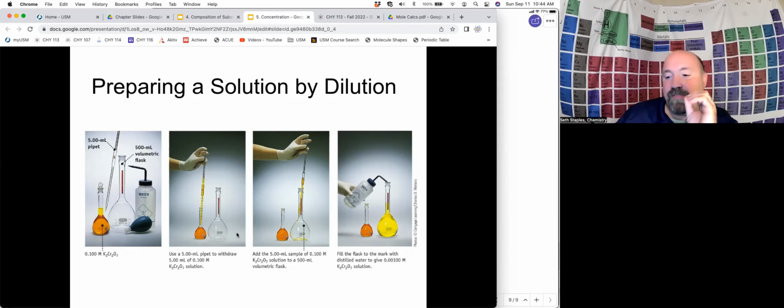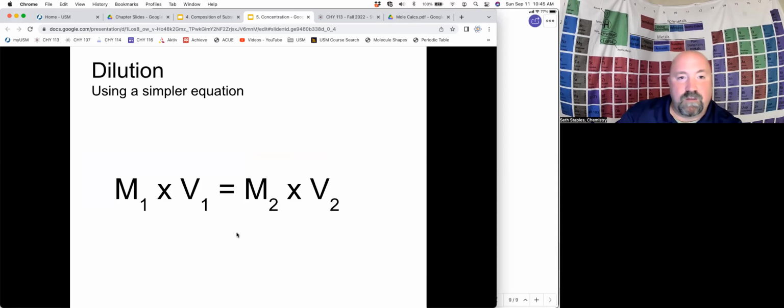So again, let's say that I need to make 2 liters of 0.1 molar HCl. I need to know how much volume of the 12 molar HCl I need to take and then dilute up to the 2 liters in order to have my target molarity. To do that, we use what we call the dilution equation.